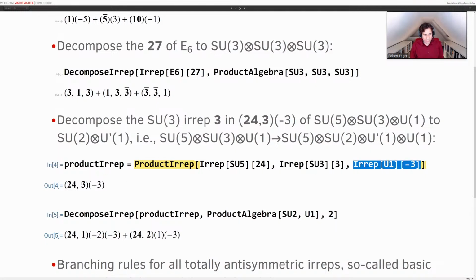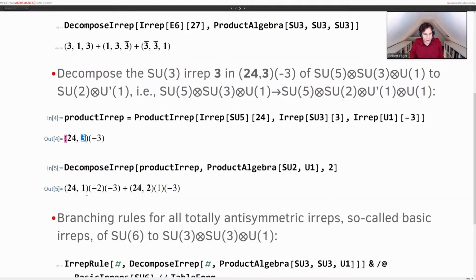And now we want to decompose just the SU3 to SU2, which generates a new U1 charge. You can do it by decomposing the IRAP using the product algebra, and then indicate with the same index that we used for the special embedding. You are saying that you want to apply it to the second position, which is here. So this is the result. The 3 decomposes into the 2 of SU2 and the 1 of SU2, and this is the new U1 charge that comes along with the already existing U1 charge.